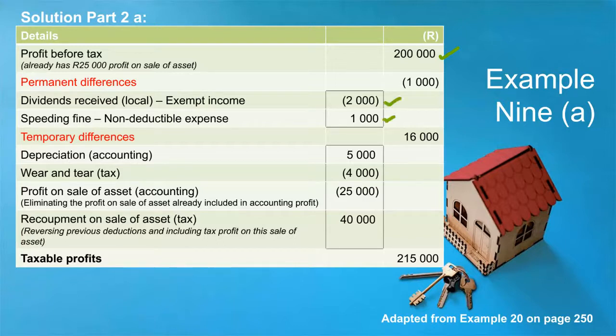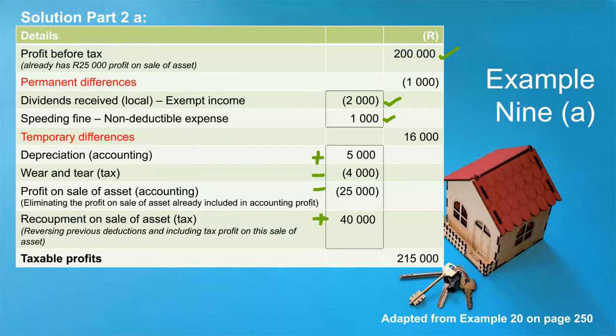Now look at what we did with depreciation. We added the depreciation back because we're removing the effect of depreciation, and then we minused the wear and tear, all right? We lessed the wear and tear. That's because we're now replacing that depreciation with the tax effect. When we look at how we treated the sale, again, we minus the accounting profit on sale, right? Because we're basically saying, listen, we want to eliminate the effect of this accounting profit, and we replaced it by the recoupment, right? Which means we added the recoupment back.